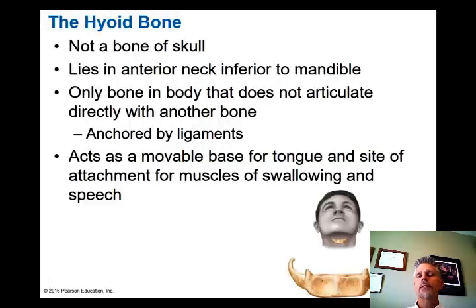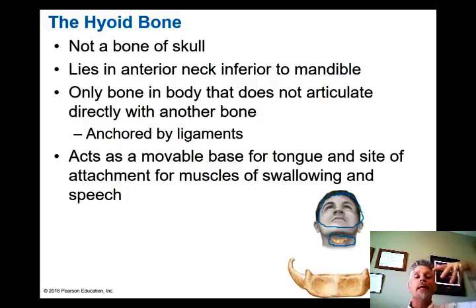Now here's an interesting one, actually, the hyoid bone. Now we've been focusing up here, but look at where this one's located. So this one's located here. So it's not a bone of the skull, and in fact, this is the only bone in the body that does not directly articulate or form a joint with another bone.